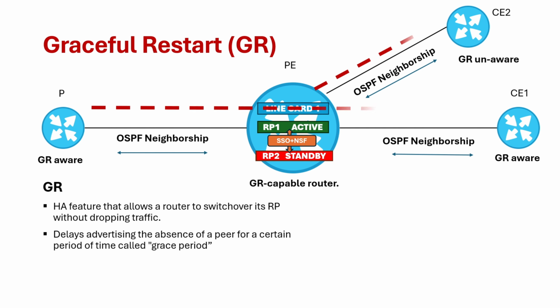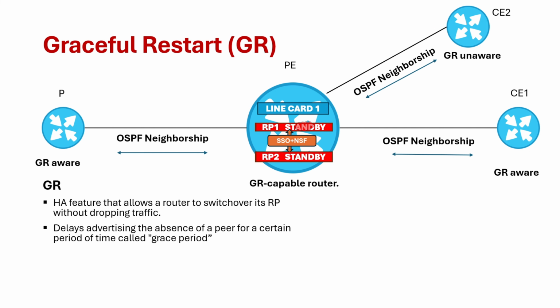Here I have a PE router with active and standby RP, right? The active RP manages both the control plane and the data plane. The standby RP is ready to take over in case of failure. So when the active RP fails or restarts due to software upgrade or crash, the standby RP will take over. And during this time, during the switchover time, the role of GR comes into play.